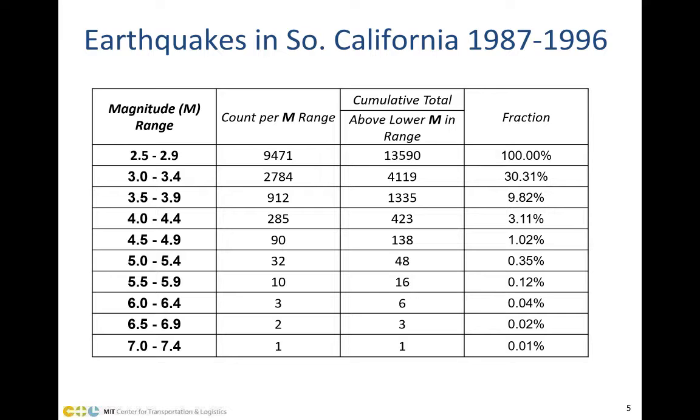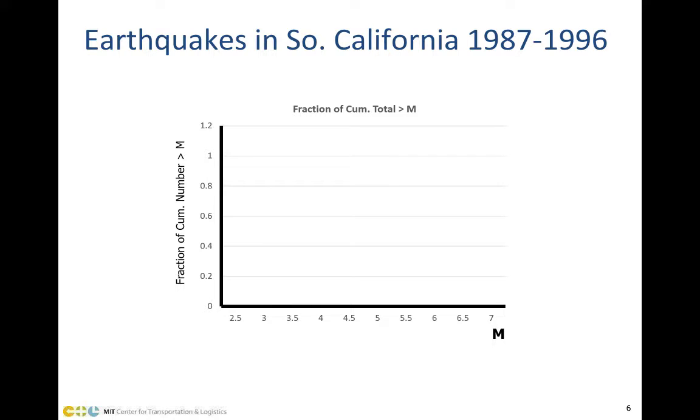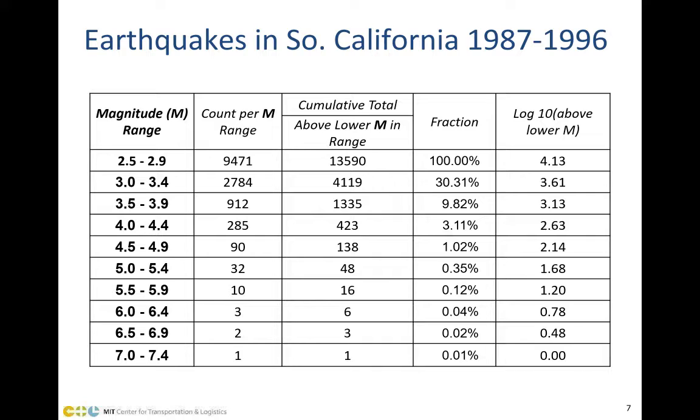We can simply calculate the percentage or fraction of earthquakes larger than the lower M in the range. This is shown on the right-hand side column of the table in front of you. So for example, the top cell on the right-hand side column shows the number 100. 100% of the earthquakes are larger than 2.5 magnitude. We can also look at it in terms of a graph. This is similar to the graph that we had before, but instead of numbers, we see percentages. And again, we can make a similar statement. For example, if we want to see how many earthquakes would be larger than magnitude 3, it shows that about 30% of the earthquakes are larger than 3. The same thing can be seen from the table. The second number on the right-hand side column is about 30%. So 30% of the earthquakes are larger than magnitude 3.0.